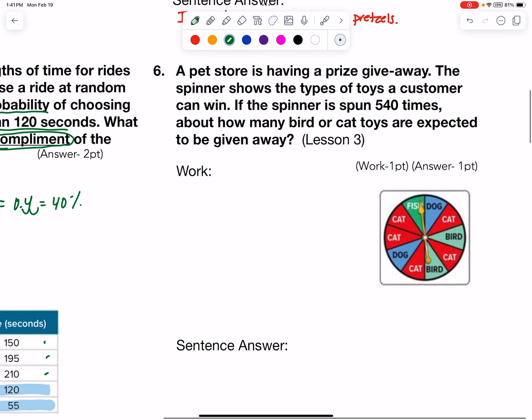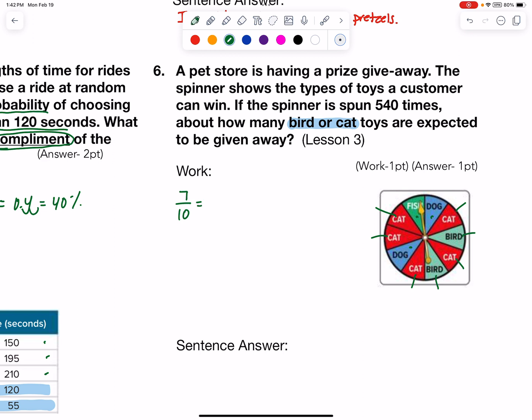A pet store is having a prize giveaway. The spinner shows the types of toys a customer can win. If the spinner is spun 540 times, about how many bird or cat toys are expected to be given away? Since it said bird or cat, we're going to include both of those. So you just have to count them up. So we have 1, 2, 3, 4, 5, 6, 7 out of 10. So counting up that correctly is really important. So we have 7 out of 10 that are bird or cat.